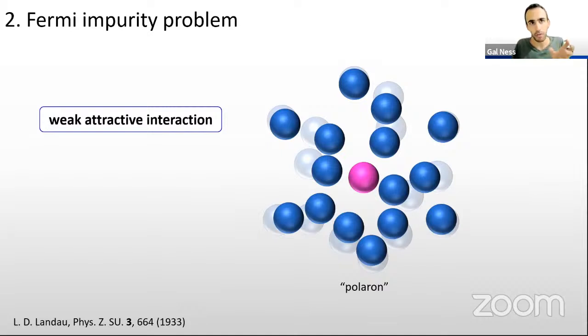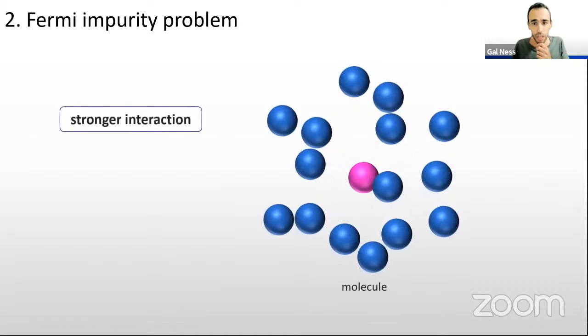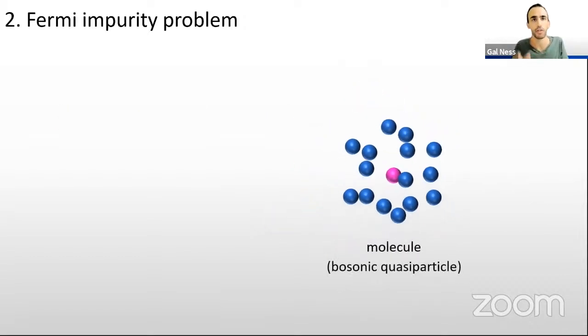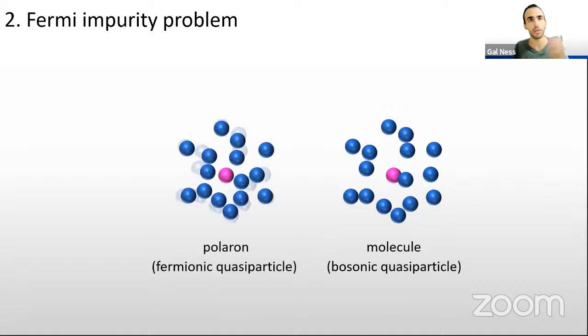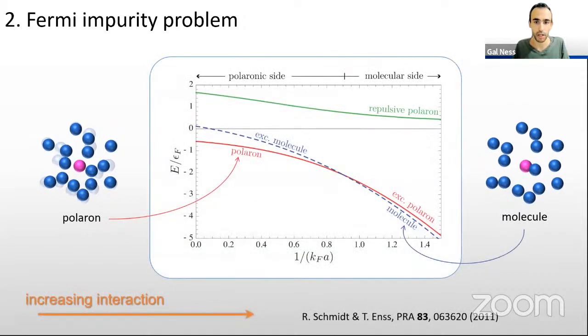However, when you increase the interaction further, you find that it is energetically favorable for the impurity to bind one of the majority atoms and form a molecule. This molecule is also dressed by the rest of the majority atoms, so it's another quasi-particle, but this molecular quasi-particle is bosonic because it's made of two fermions, in contrast to the fermionic polaron, which is just an adiabatic continuation of the free particle case. So we have these two very distinct quasi-particles, and between them we have the first order polaron to molecule transition, at least in the limit of a single impurity.